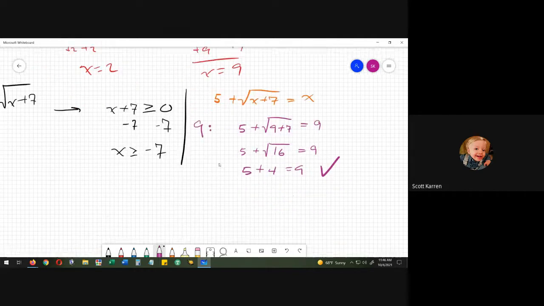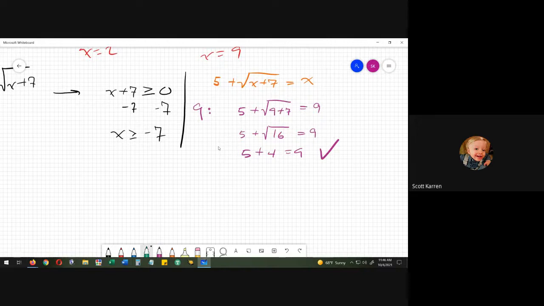But what about 2? Let's check it. That would mean that 5 plus the square root of 2 plus 7 is equal to 2. But 2 plus 7 is 9, and the square root of 9 is 3. And so it's not true.